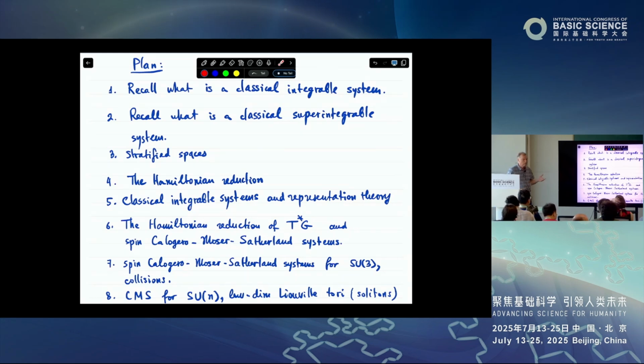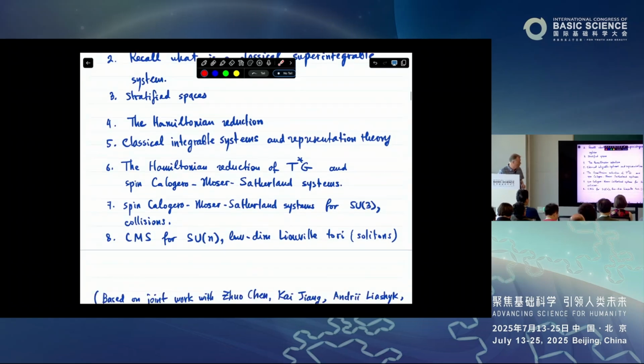And everybody knows that you can use the Hamiltonian reduction to create more symplectic spaces from symplectic group space. But typically, these symplectic manifolds that you obtain by Hamiltonian reduction are not manifolds, they are stratified symplectic spaces. So then I'll focus on the Hamiltonian reduction of the cotangent bundle to a Lie group. For simplicity, the Lie group will be a compact, simple Lie group, and even more, I'll focus on SU3, and then at the end on SUN.